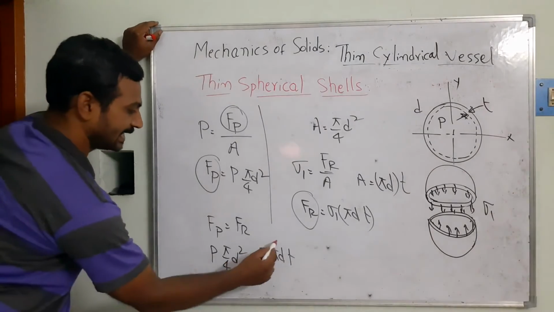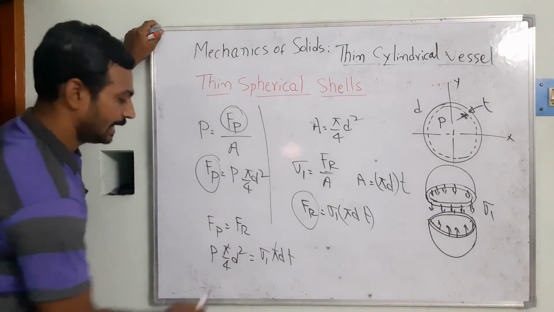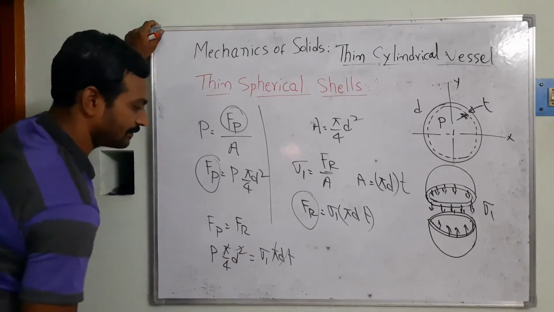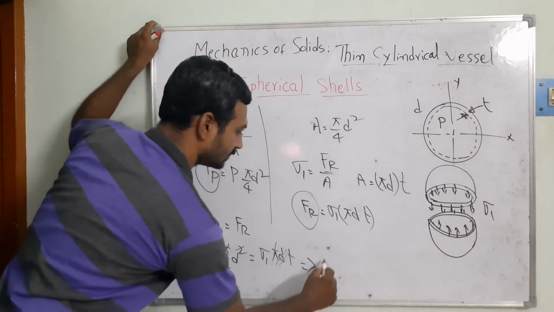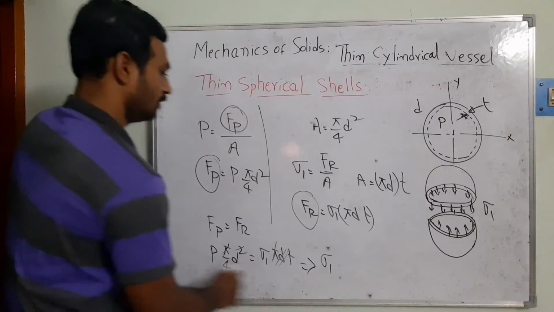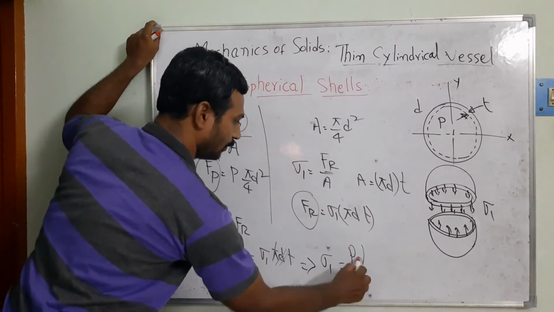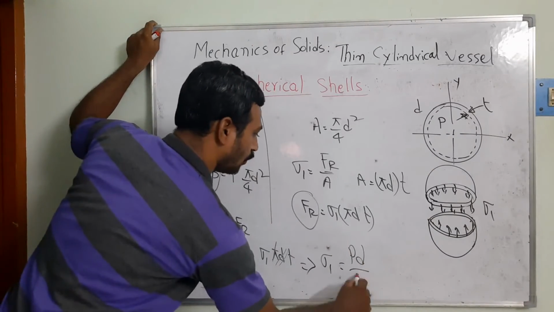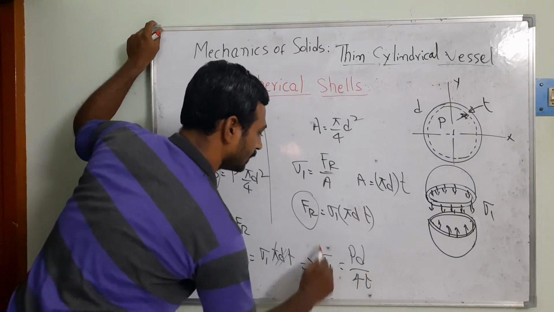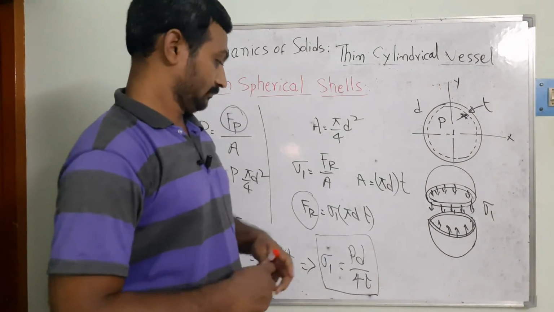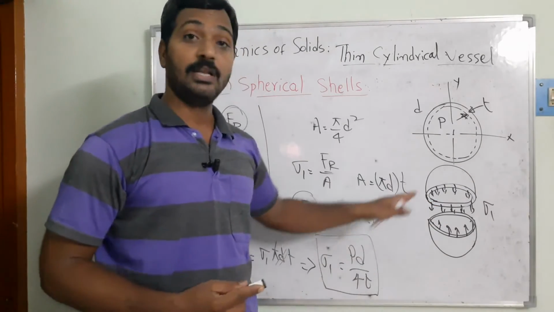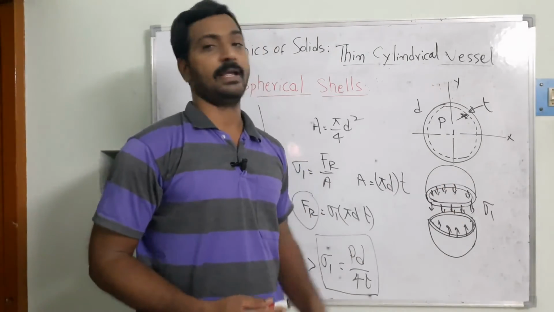In this case pi cancels out, and one d cancels as well. From this I can write sigma 1 is equal to P into d by 4t. This is the way we calculate the circumferential stress acting on the spherical shell.